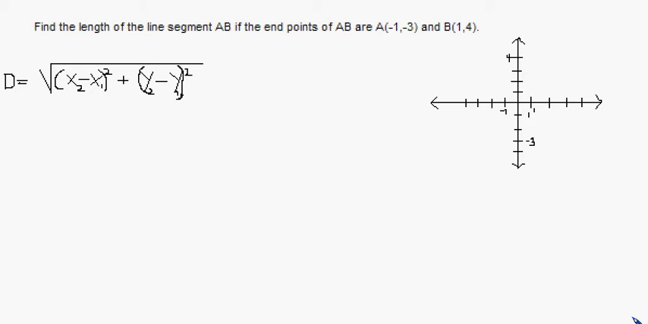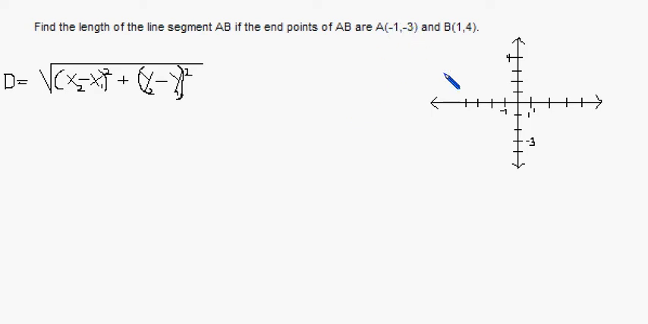Alright, so we're asked to find the length of the line segment AB, if the endpoints of AB are A, which is (-1, -3), and B, which is (1, 4). So let's find exactly where these points are located on the graph.